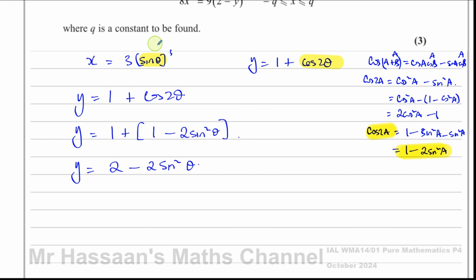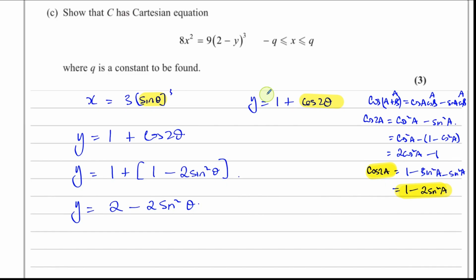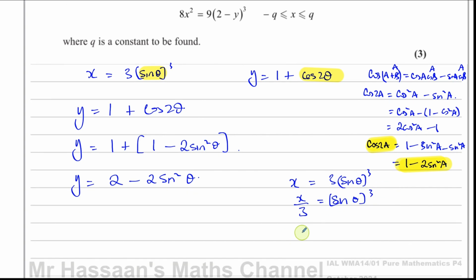Well, I can relate sine squared theta in terms of x. Remember, I want to end up with y in terms of x. When I have x and y, I want to get rid of the theta. So I can use some sort of substitution. I know that x is equal to 3 times sine theta all cubed. So if I divide by 3, I get x over 3 equals sine theta all cubed. And if I take the cube root of both sides, I end up with x over 3 to the power of a third. I'll write it in terms of indices for now.